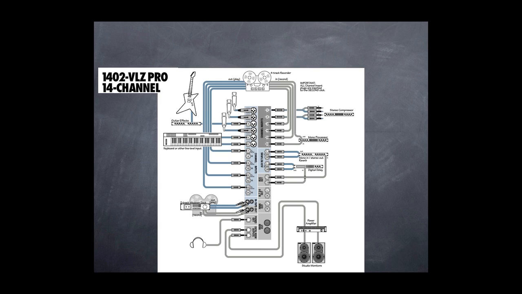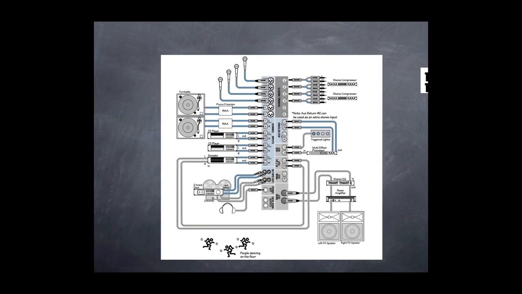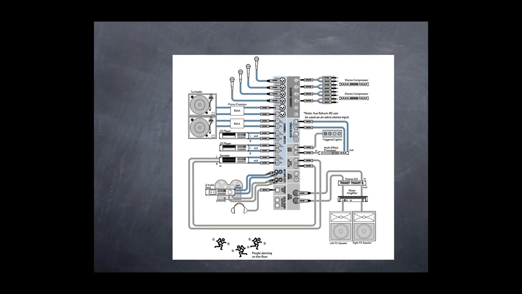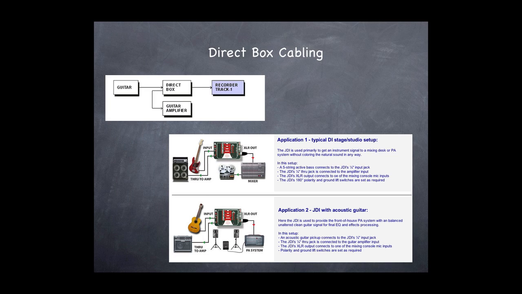As they move through the steps, they'll understand those kinds of concepts and they'll be able to create one on their own. And another setup of a live situation. Then moving on, you'll see the direct box cabling. That's another very common way of getting your audio from your guitar into a mixer or a live PA setup. This was compliments of the JDI, the Radial website, using their direct box, one of the most popular direct boxes out there.